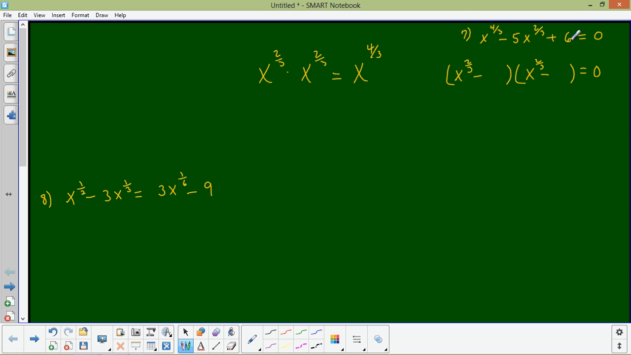Now, how are you going to make 6? Going to use a 2 and a 3. All right? And so there you go. Set your two factors equal to 0. X to the 2/3 minus 2 equals 0. X to the 2/3 minus 3 equals 0.